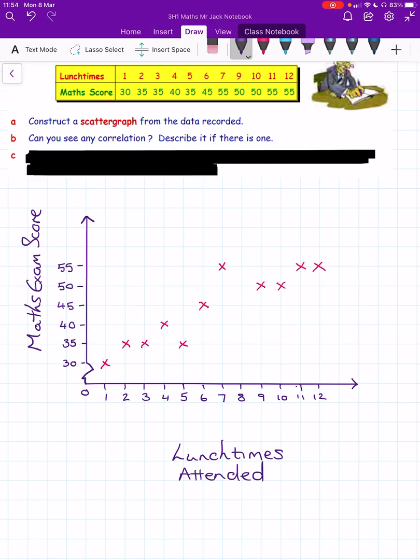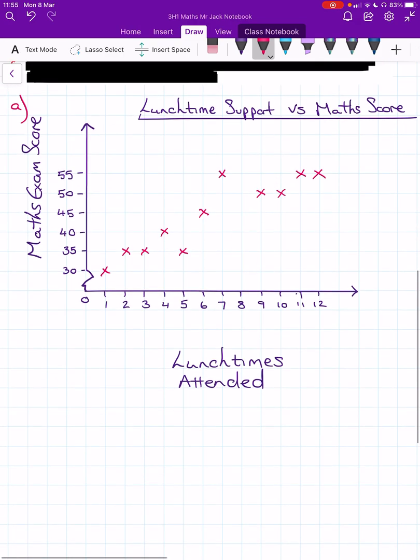Now the last thing we want to do with this graph is to put a title on it. So I'm going to call this graph lunchtime support, and it's plotted against, so versus maths score. Okay, so lunchtime support and maths score. That's my 2 variables. All right, so that's the title of my graph. Let's just try and underline that as best we can. Right, so that's part A done. Okay, we've finished part A.